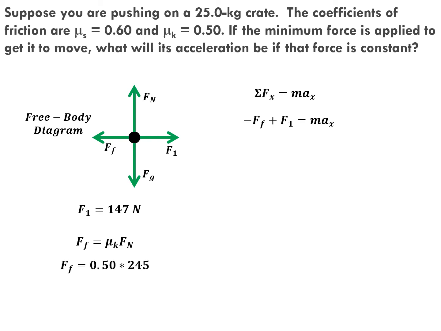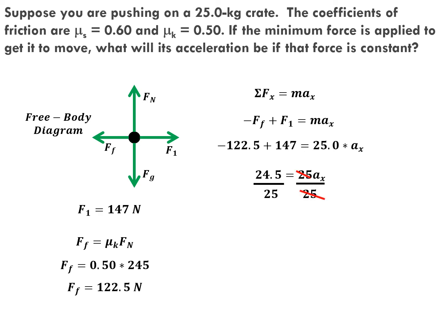So that's 0.5 times the normal force, which we found to be 245 on the previous slide. Then we get that the force of friction is going to be 122.5 newtons. We plug that into our equation. We plug in the force of friction, we plug in force 1, we plug in the mass, and then we solve to find the acceleration, and we get that the acceleration is going to be equal to 0.98 meters per second squared. And that's in the positive direction because our forward force is going to be greater than our backward force.